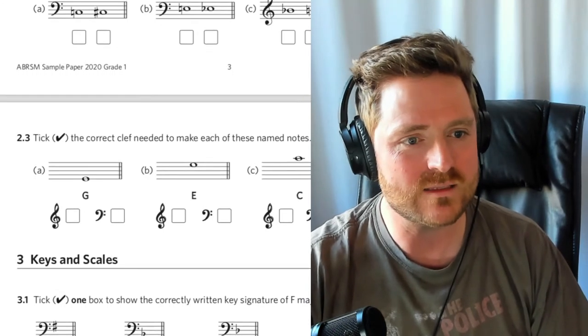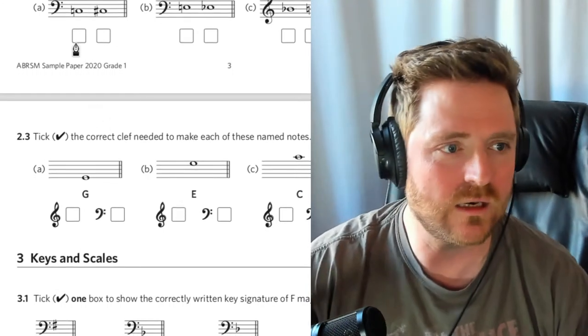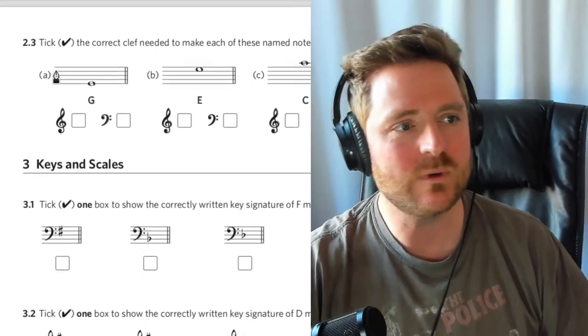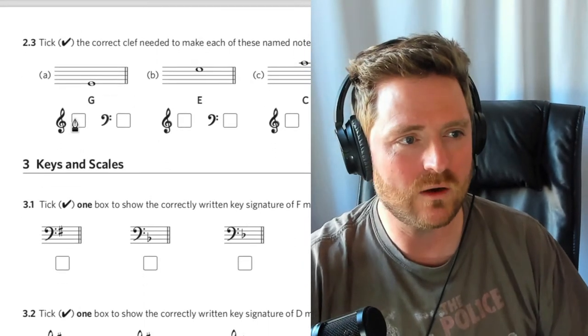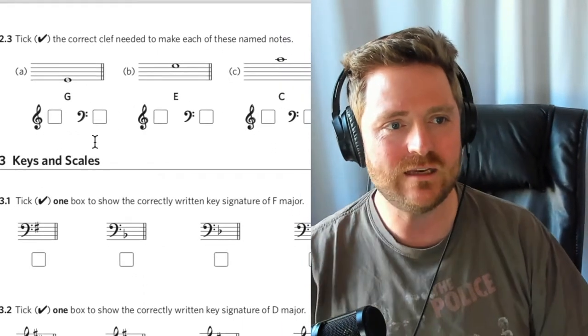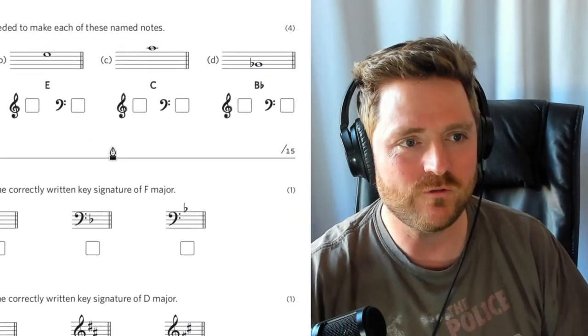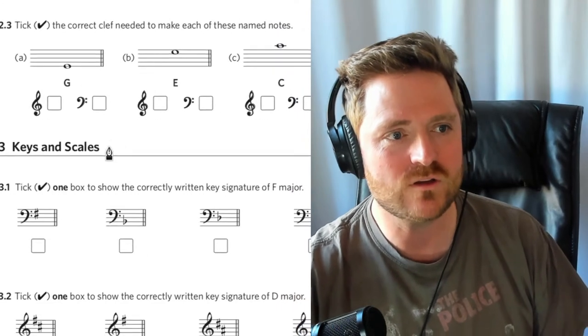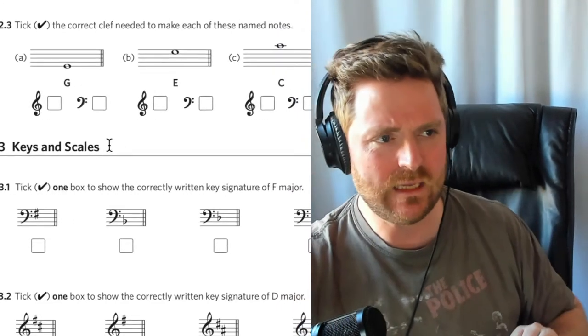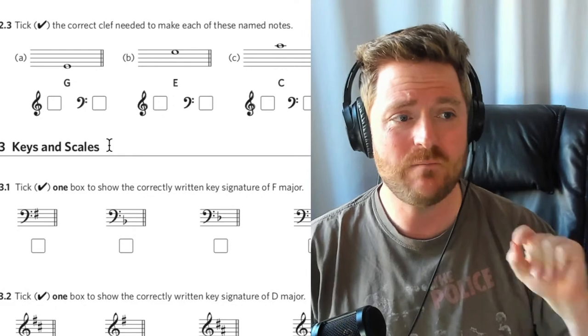Okay, I like this exercise here. I'm going to zoom out slightly. Okay, so this one here, 2.3, let's have a quick look at this. Tick the correct clef needed to make each of these named notes, okay? So we've got four options. Let's look at the first three, A, B, and C. This is question 2.3, A, B, and C.